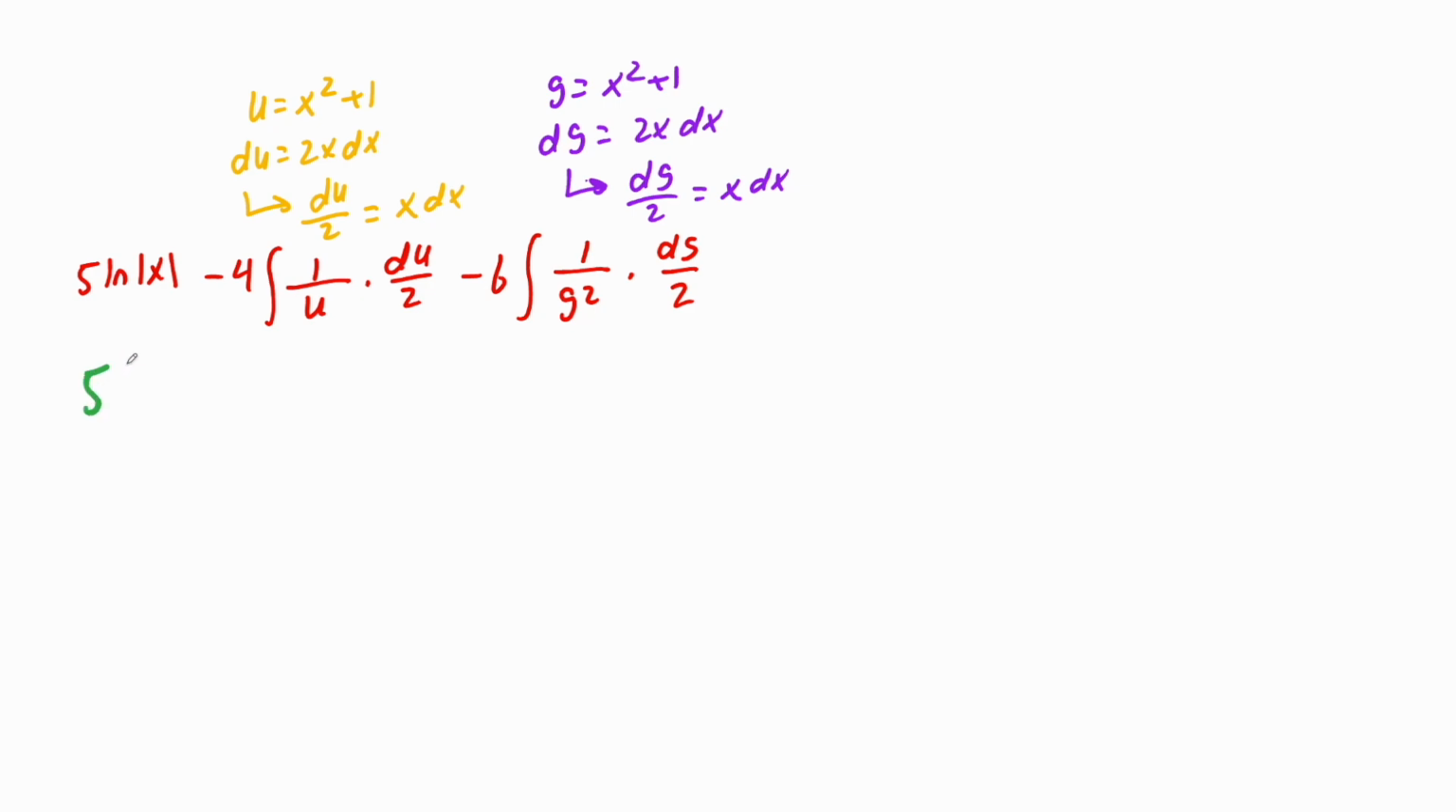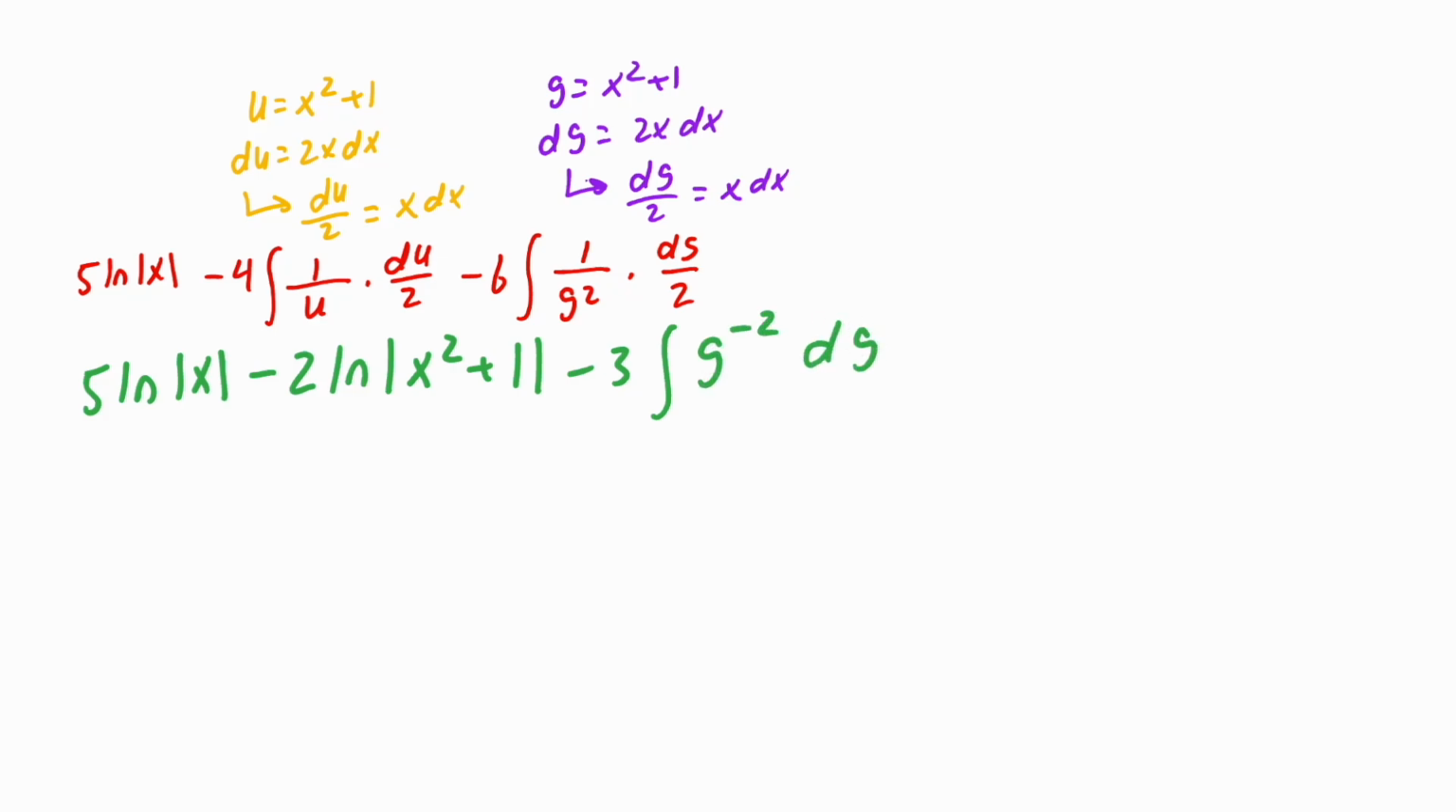And so we have 5 ln, the absolute value of x. Negative 4 divided by 2 is negative 2. And the integral of 1 over u is going to give us ln, the absolute value of u. And u is x squared plus 1. So we can just swap x squared plus 1, close it. Then we have negative 6 divided by 2, which is negative 3, the integral. Instead of saying 1 over g squared, I'm going to say g raised to negative 2 dg. So one more step. So we're almost there. So all of this I'm going to keep the same. So 5 ln, absolute value of x, close it, minus 2 ln.